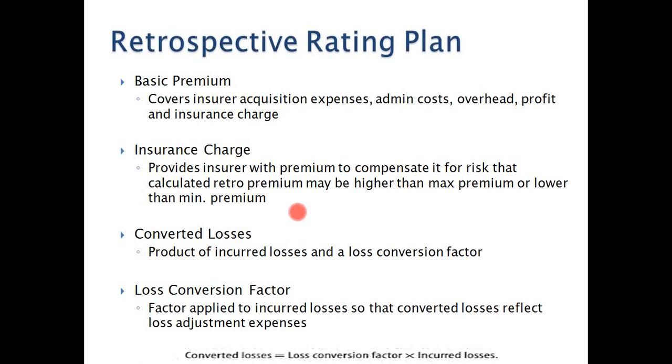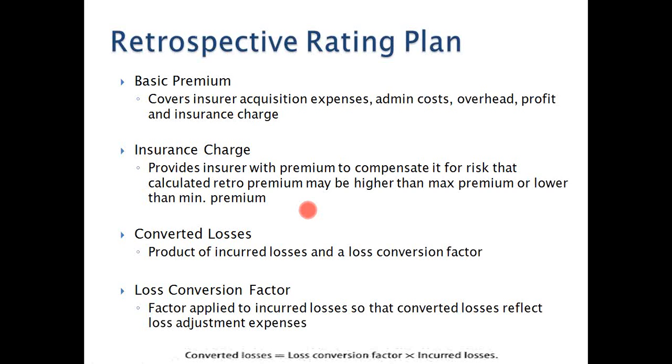So the idea is that no matter what, it needs to have some money to pay for at least those types of things. So the basic premium covers the insurance acquisition, admin, overhead, profit, and the insurance charge. So that's where the basic premium comes in. The insurance charge includes these elements that, no matter what, they need to make just to be able to operate. That's where the insurance charge comes in.